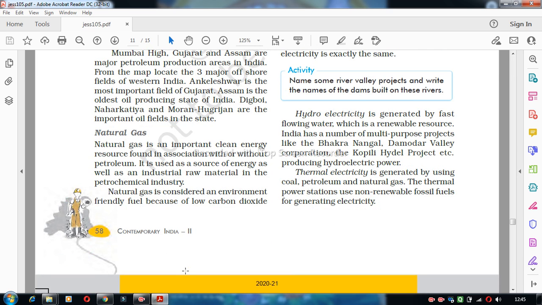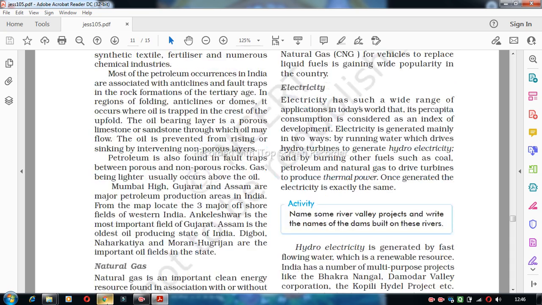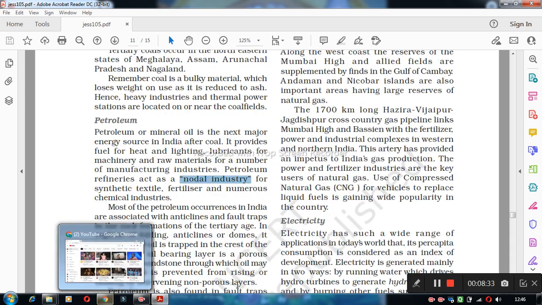So natural gas is an important clean energy resource found in association with petroleum. It is used as a source of energy as well as an industrial raw material in the petrochemical industries. And it is also considered an environmentally friendly fuel, right? Because of the low carbon dioxide. Moving further.